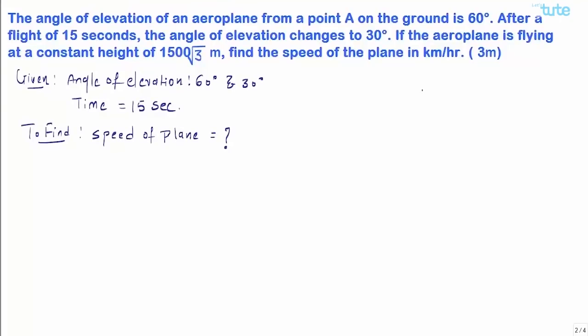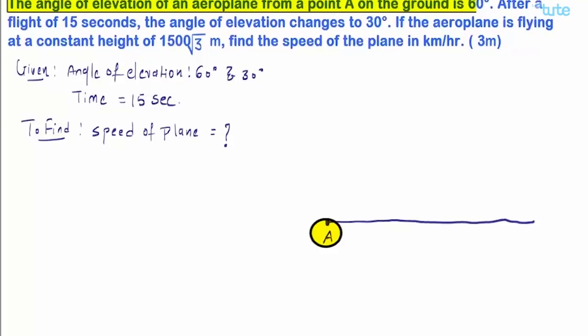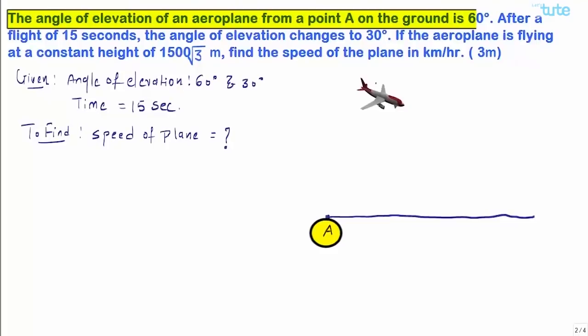Now, we all know that a correct diagram helps us a lot in solving the question. So, our next step is to draw the correct diagram. The angle of elevation of an aeroplane from a point A on the ground. So, let me assume this line as the ground. Suppose this is the point on the ground A, and suppose this is the aeroplane, and the angle of elevation is given as 60 degrees.